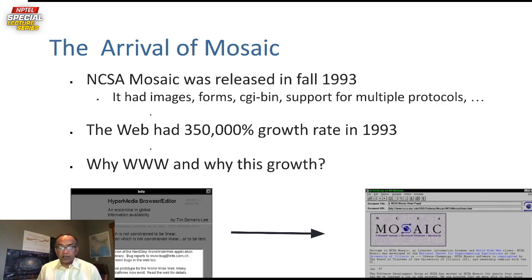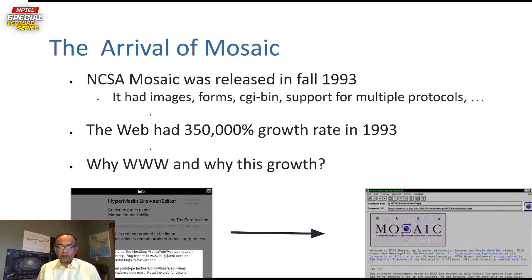In the fall of 1993, Mosaic was released by the University of Illinois at Urbana-Champaign. It was amazing because unlike these other things, it had images, it had forms, it had CGI-bin, support for multiple protocols. And in the few months that followed, the web grew by a factor of 350. That is 350,000 percent, sorry. After that, it was all done. It was going to be the web.